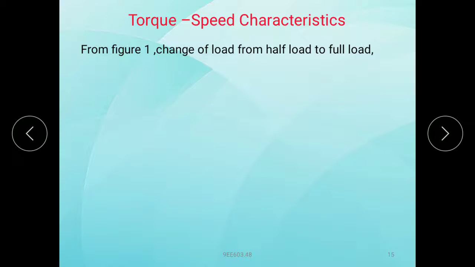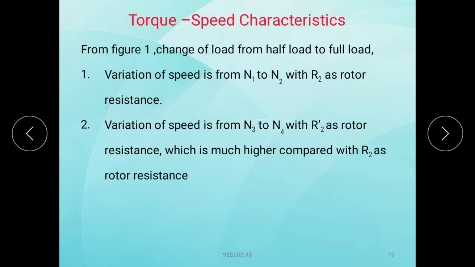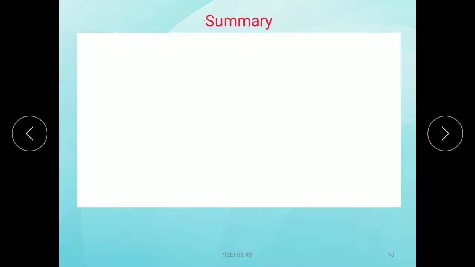From figure 1, with change of load from half load to full load, the variation of speed is from n1 to n2 with R2 as rotor resistance. The variation of speed is from n3 to n4 with the added rotor resistance, which is much higher compared with that with R2 as rotor resistance.